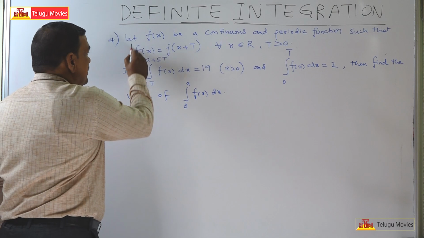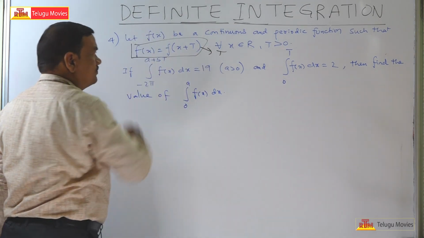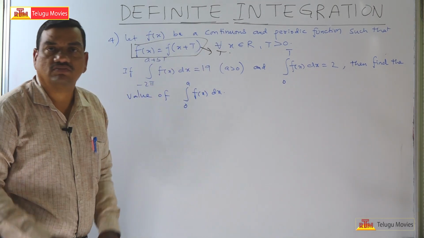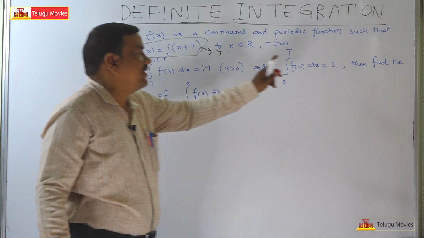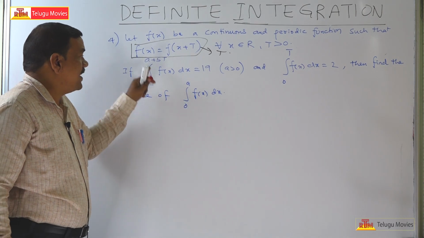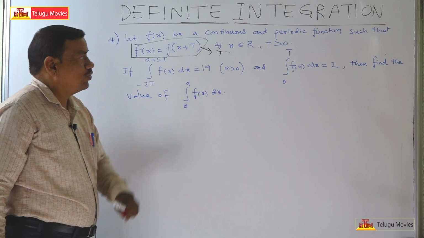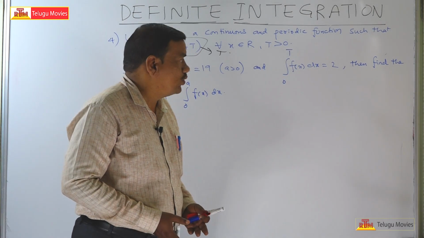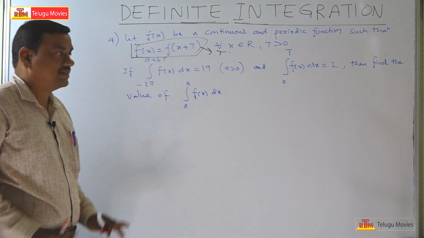From this definition, what is the period of this function? What is the period of the function f of x, by definition? Two hints are given. The first hint is the integral from minus 2T to a plus 5T of f of x dx is equal to 19. The integral from 0 to T of f of x dx is equal to 2. Then find the value of the integral from 0 to a of f of x dx.